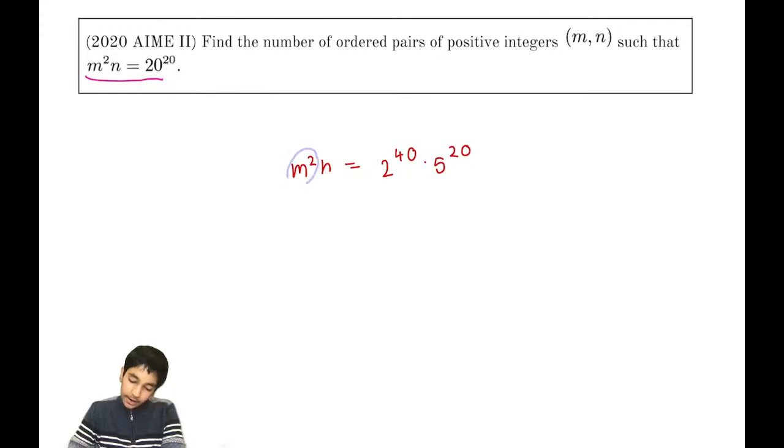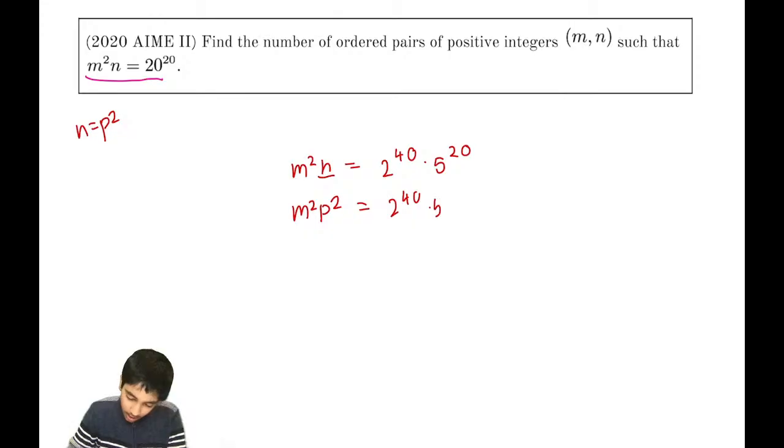Clearly, m squared is also a perfect square. So if this right-hand side is a perfect square and this m squared term is a perfect square, what must be true of n? n also has to be a perfect square. Because if m squared is a perfect square and the right-hand side is a perfect square, n has to be a perfect square. Let's just say that n is p squared. Then this means that m squared p squared is 2 to the 40 times 5 to the 20, or this means that mp is simply 2 to the 20 times 5 to the 10.